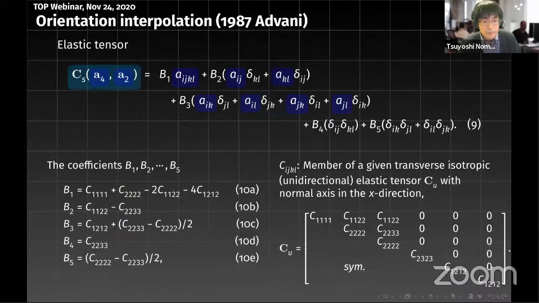And by using this orientation tensor, we can interpolate the transverse isotropic tensor using this tensor, as shown in equation 9. This looks a little bit complicated, but essentially it is very simple, because except for the first term, everything is just a linear combination, and the first term is only a quadratic interpolation. So it is basically a very simple way to rotate the elastic tensor.